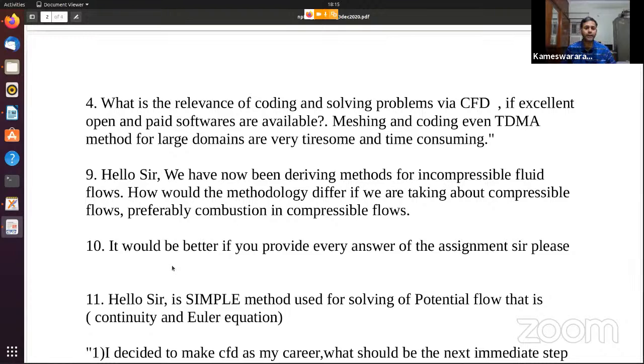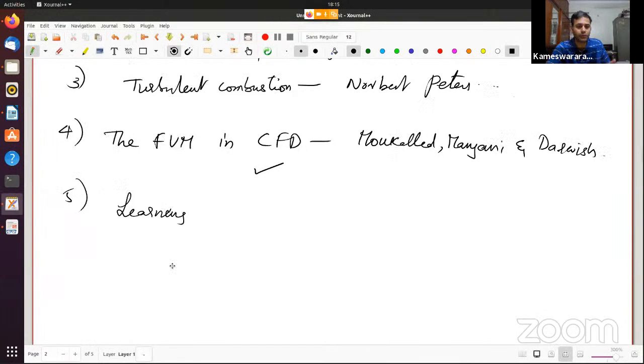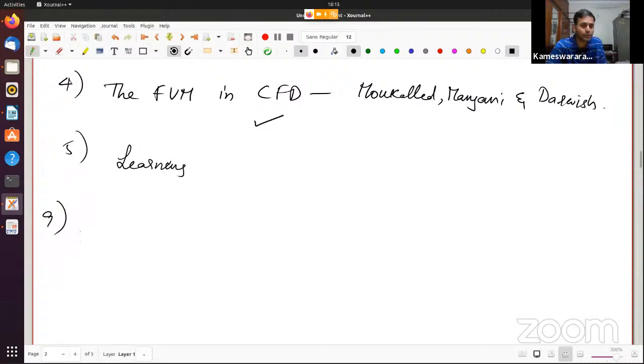All right, then the ninth question is, we have now been deriving methods for incompressible fluid flows. How would the methodology differ if we are talking about compressible flows, preferably combustion in compressible flows? Okay, so this is the ninth question. As we are looking at incompressible flows, as you have seen, we are running into pressure-velocity checkerboarding issues, and so on, while we solve incompressible flows, right?